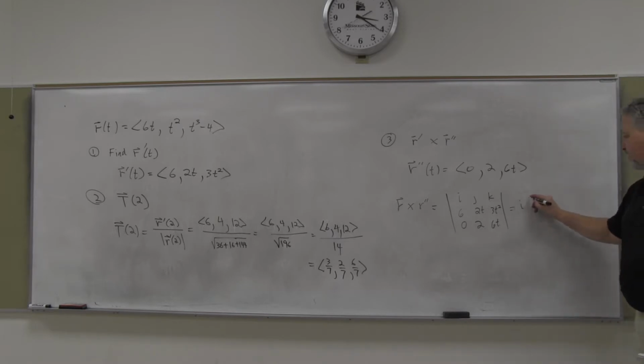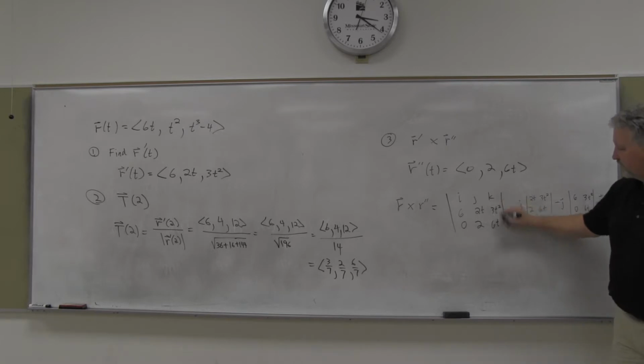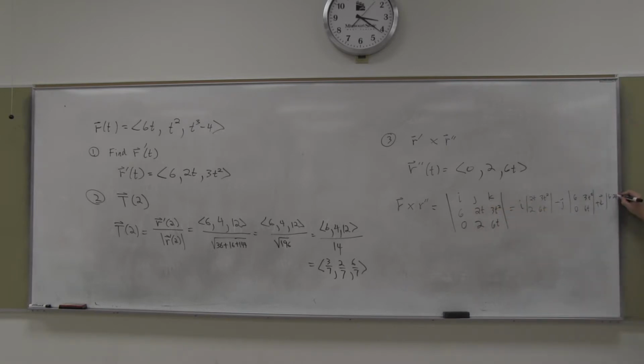Well, it'd be i times the determinant of 2t, 3t squared, 2, 6t. I'll write it out. Then minus j times the determinant of 6, 3t squared, 0, 6t, leaving the middle out there. And then k times the determinant of 6, 2t, 0, 2, leaving off the last one. So that'll give us i times 12t squared minus 6t squared, and then minus j, which works out pretty nicely: 36t minus 0, and then k is 12 minus 0, 2t times 0.